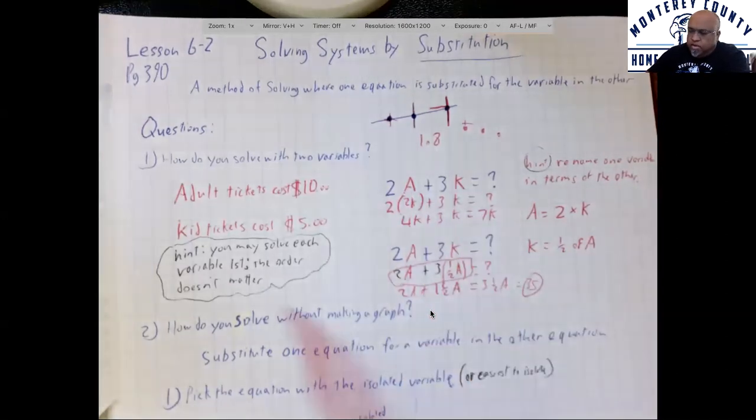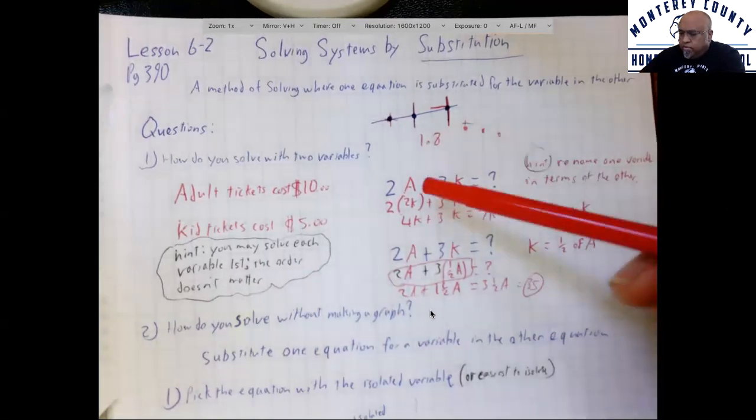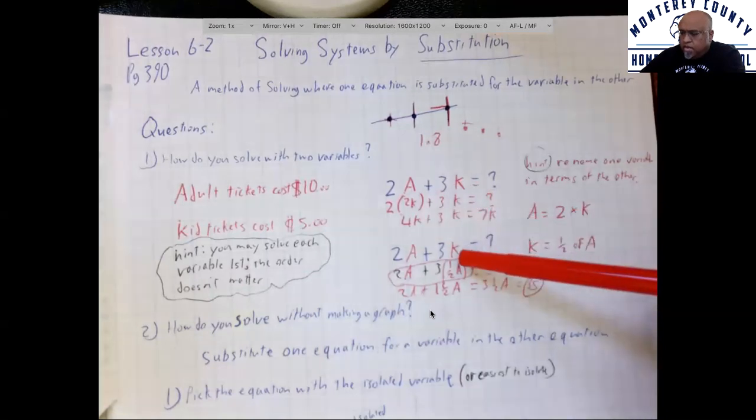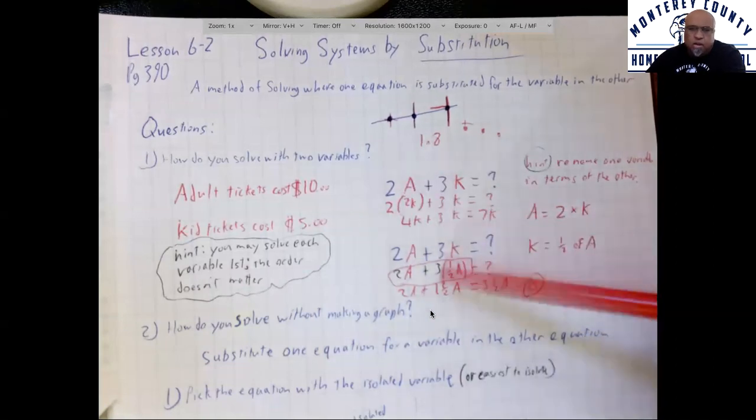So another hint, you may solve for each variable first, the order doesn't matter. So you may have noticed I solved for the variable a in this equation, and I solved for the variable k in this equation. Doesn't matter, I could have done k's here and a's there.